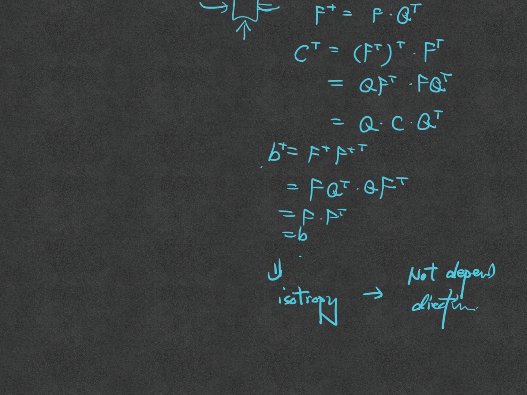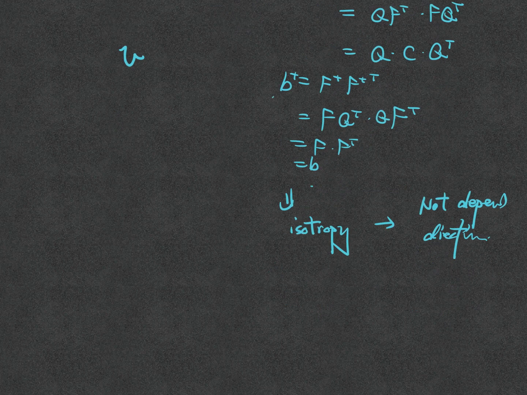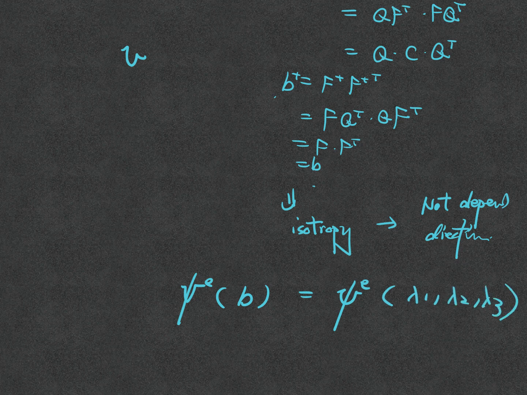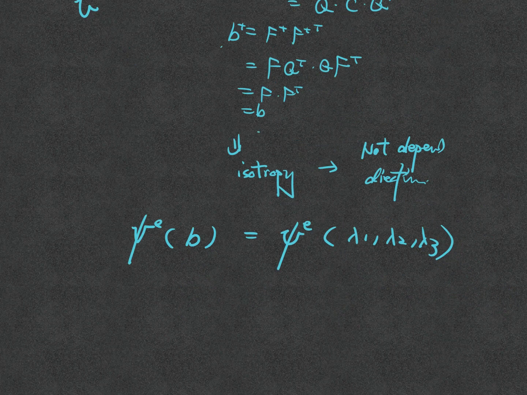What it actually implies is that if I write the energy, let's use this symbol, as a function of B, then I can also equivalently write it as a function of the eigenvalues, the principal stretches. So they're equivalent. Why is that?